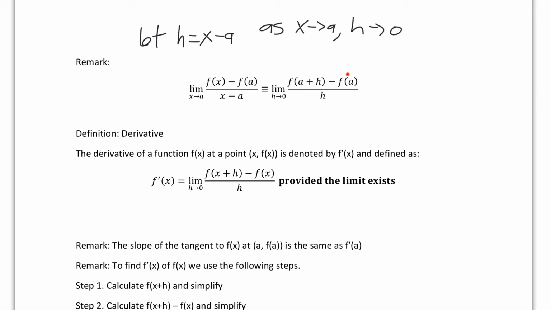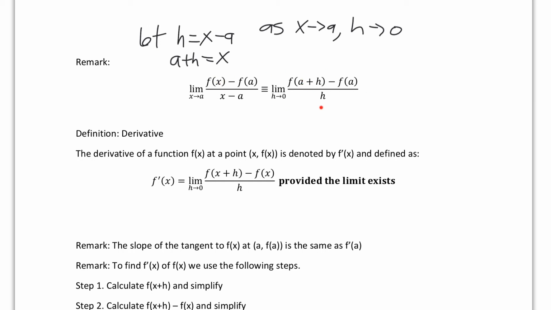Now f of a stays as f of a, but how does this f of a plus h come about? It used to be an f of x. Well, I simply take this formula that I've defined, and I go ahead and solve for x, which means I'd have to rearrange the a, so a plus h would be equal to x. And then that means my f of x, the x is going to become a plus h.